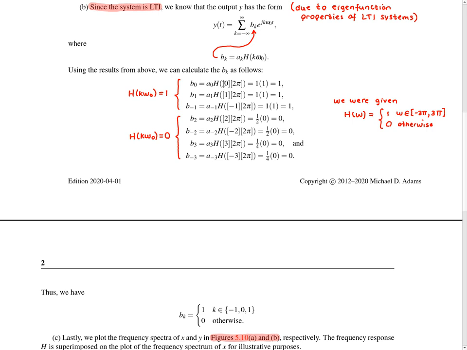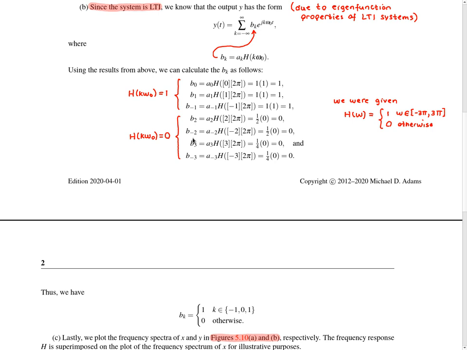Because in each of these cases, here we're evaluating h at 0, here we're evaluating h at 2 pi, and here we're evaluating h at minus 2 pi. But all of these values lie in the range minus 3 pi to 3 pi, so the function h will be equal to 1. So in all of these three cases for b0, b1, and b minus 1, we get 1 for the function h, which means we're just multiplying by 1, which means that the Fourier series coefficients for the output will just be equal to their corresponding input Fourier series coefficients.